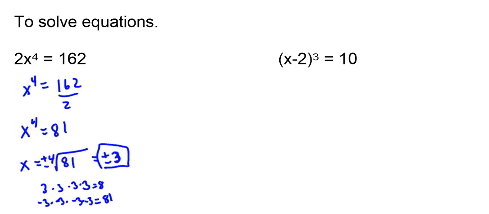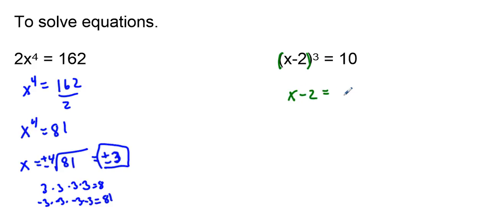Here we have (x minus 2) to the third equals 10. Well, notice that we have x minus 2 in parentheses, and that's to the third power. We can't add 2 to the other side because we have to first get rid of this cube. Well, what is the inverse operation of a cube? Well, that is taking the cube root.